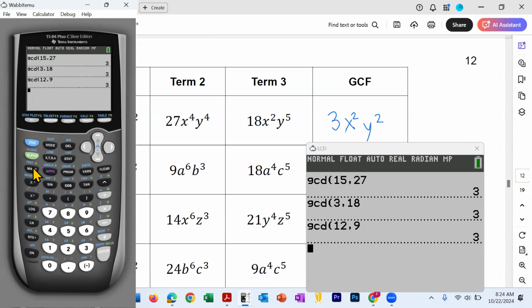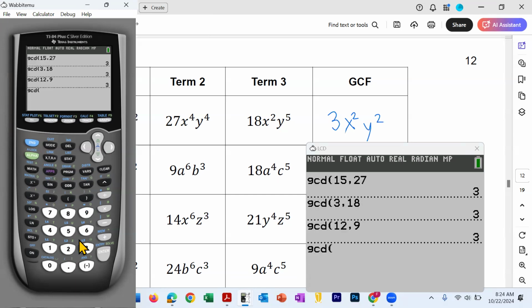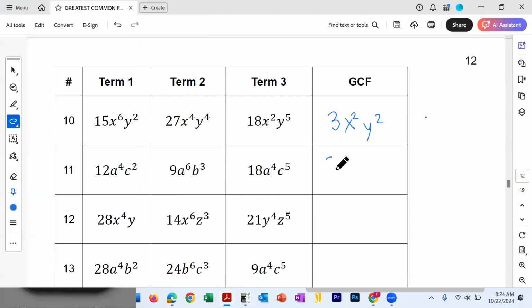Then I'm going to do math. I'm going to move to the right. I'm going to press 9. And then I'm going to go ahead and put in 3, comma, and the 3 came from here, and then now I'm going to put my third number, which was also 18. And then I press enter one more time. And this gives me back 3. So I know my GCF is going to be 3.